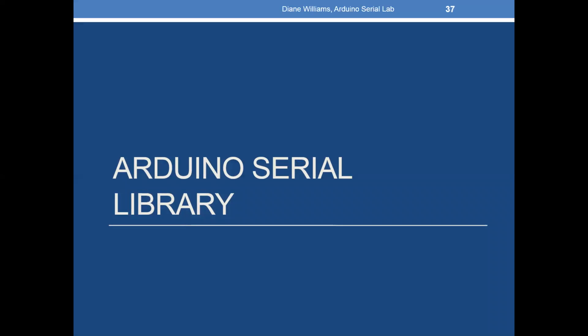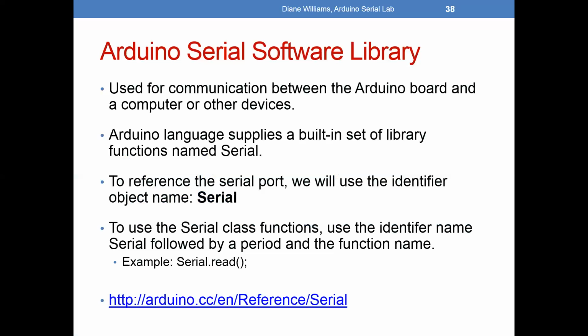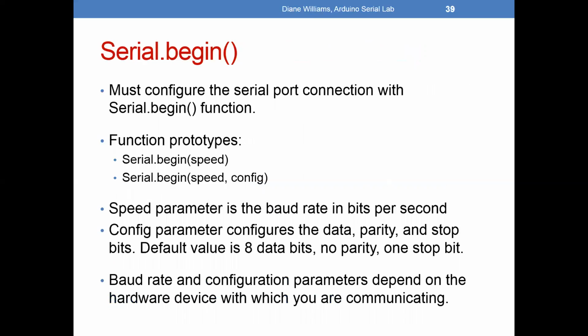All right, let's take a look finally at some of the Arduino serial library functions that we'll be using. We don't have to write any code. Arduino is very user-friendly. It has a library called Serial. Here's a link to that reference. We'll use Serial.read, Serial.print, println, and Serial.begin. We'll use all these functions that are already written for us, and we'll learn how to use them.